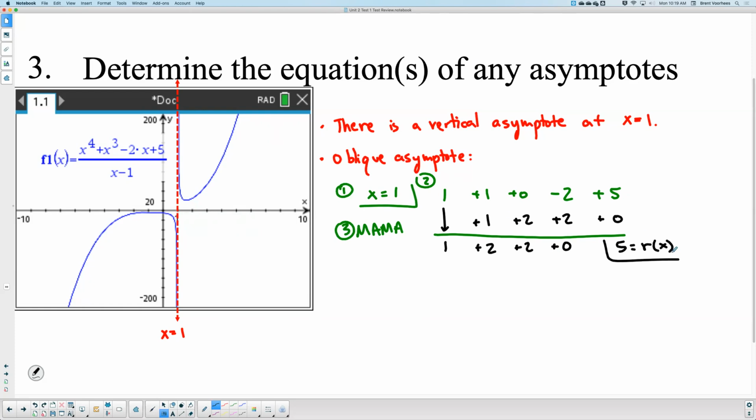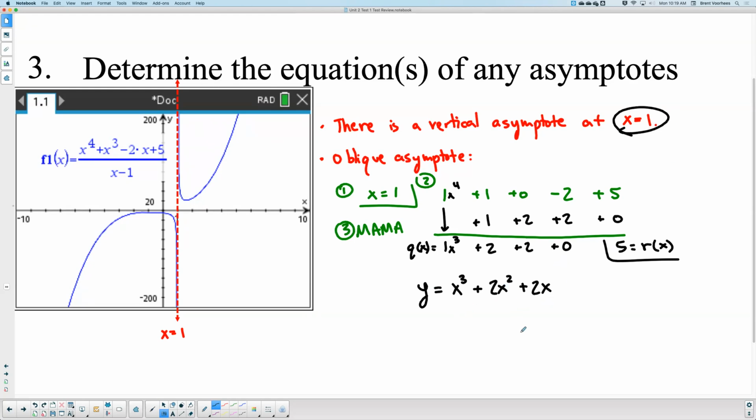Now, that means it's not a factor. Remember that? And so this is the oblique asymptote right there. It started off as x to the 4th, so when you drop it, it becomes x to the 3rd, so the equation would be 1x to the 3rd. By the way, if this was a fraction, you'd have a step 4 where you take your quotient and you divide by the denominator again. But it's 1x to the 3rd plus 2x. Do I need to put plus 0? No, that's your oblique asymptote.